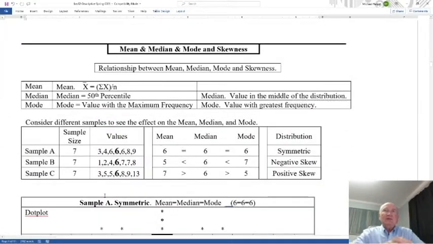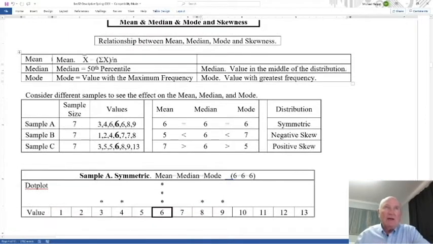Okay, now let's look at some more practical applications. The mean, median, and mode. Here we go. The relationship between the mean, median, and mode and skewness. I'll describe skewness rather than define it. Let the mean be the sum of the x's over n. We know how to do that. The median is called the 50th percentile, or the middle number, the number that's right in the middle. 50th percentile means 50% of the distribution is below that number, 50% is above the number.